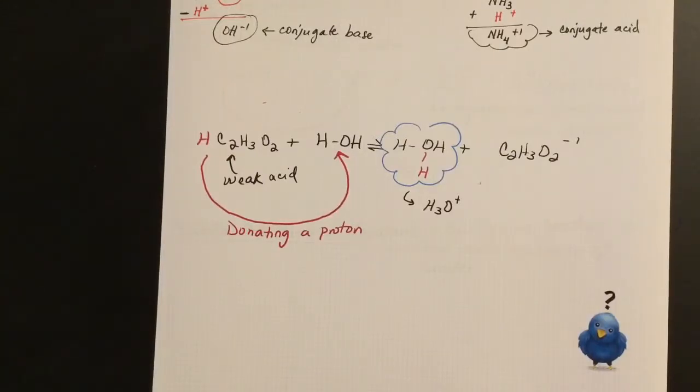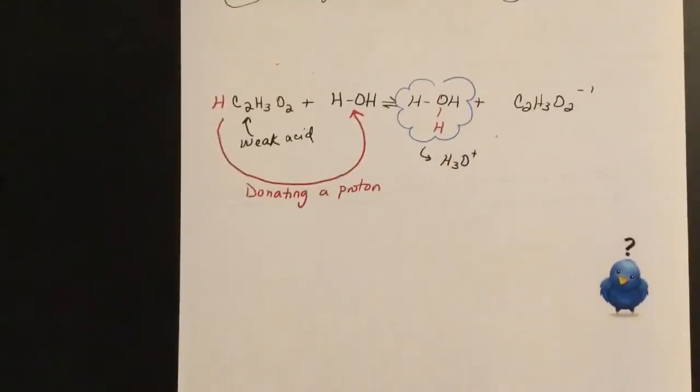Amphoteric substances are substances that can actually accept or donate a proton, depending on which substance you have combined with them. So before we move on, let me do something here.